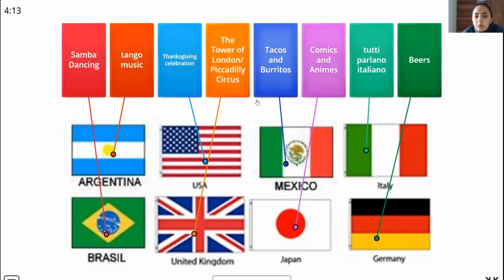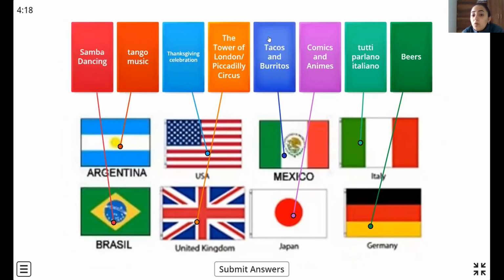Then we have tacos and burritos. So these are, for example, food.